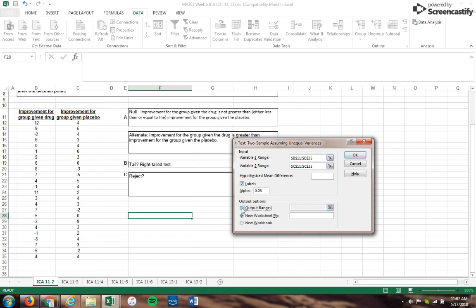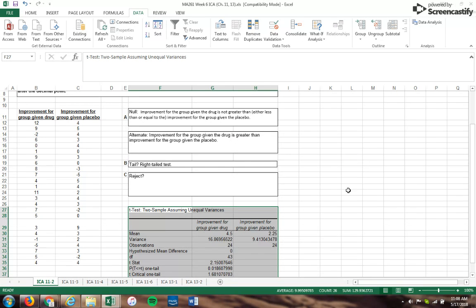And then lastly, I want to put an output range. Notice when I click that, the cursor jumps back up here. We have to be careful with that. Click down here, make sure we click in the output range box, and then I'm just going to drop it anywhere on the page, it's fine. I'm going to put it in F27. It looks like I've got everything in there. Click OK, and it gives us our output.